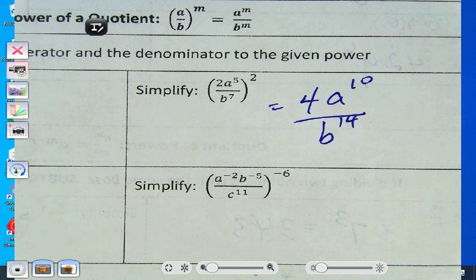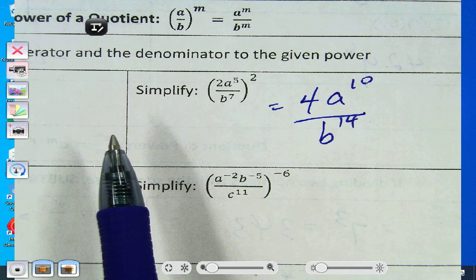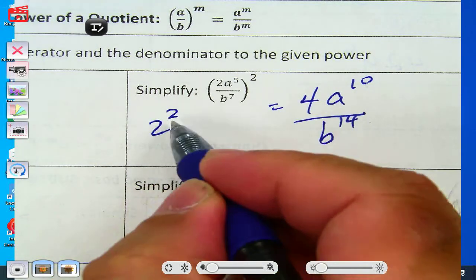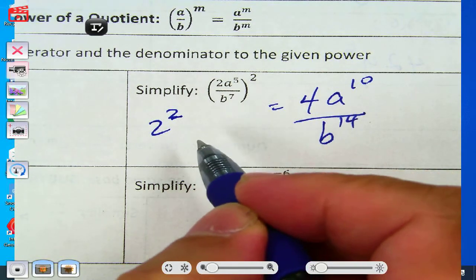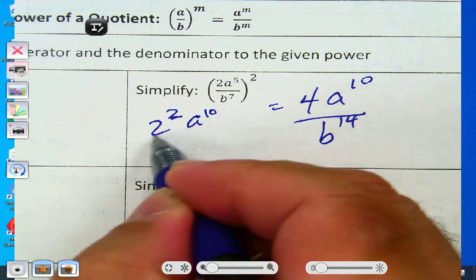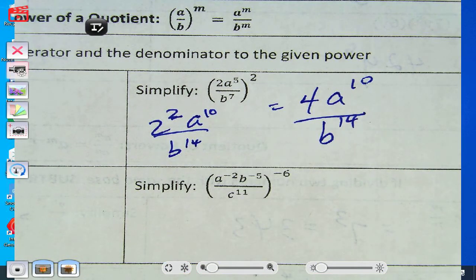What I did was I did 2 squared, and I just said that's 4. Right, so I skipped a step. So this is the step by step. This is the skipped step. Right, so a 10, b 14. So 2 squared is 4. All right.